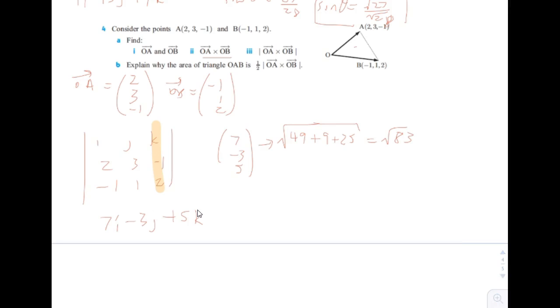It says that the area of this triangle is going to be square root of 83 divided by 2. Well, we could confirm using the trig method that we know of. We know that the area of the triangle is equal to 1/2 ab sine C. Do you remember that? So we could use that formula, and we know that a is actually the magnitude of vector OA, and b is the magnitude of vector OB. And the sine of C would be the angle between them, which would be sine of theta.